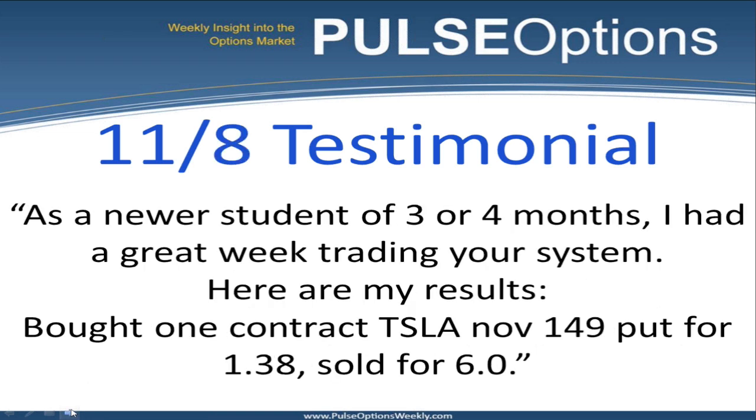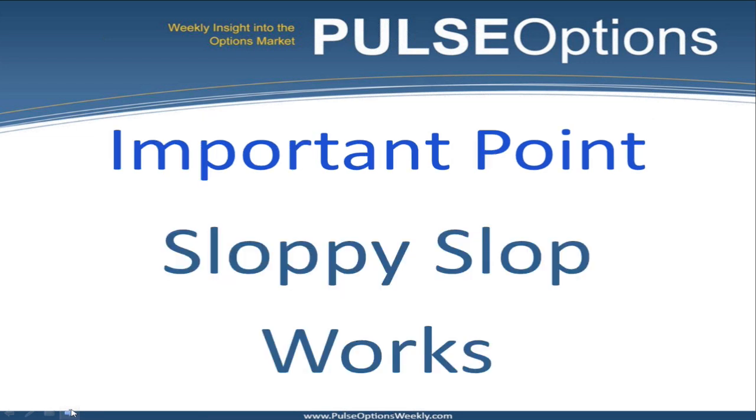Here's a testimonial the next day from a different student. He says, as a newer student of 3 or 4 months, I had a great week trading your system. Here are my results. Bought 1 contract of Tesla November 149 put for $1.38 and sold for $6. 1 contract at $1.38 is $138. $6 is $600. This is roughly 4 times his money. Not a bad trade. Brings up an important point.